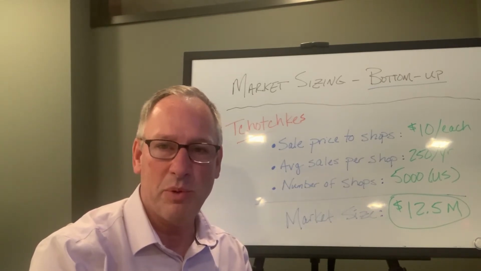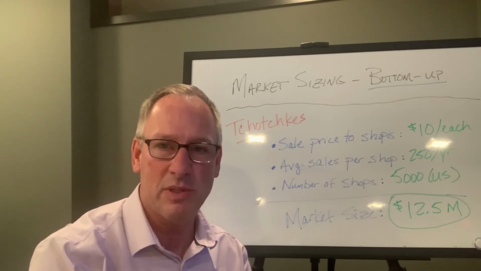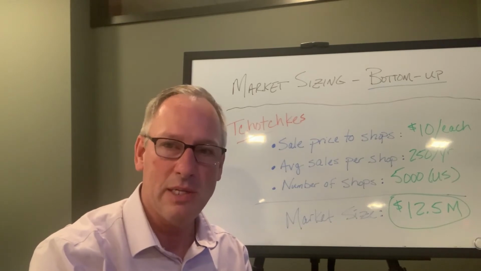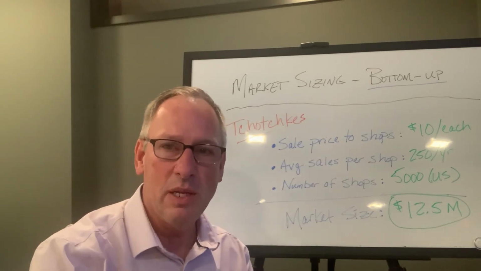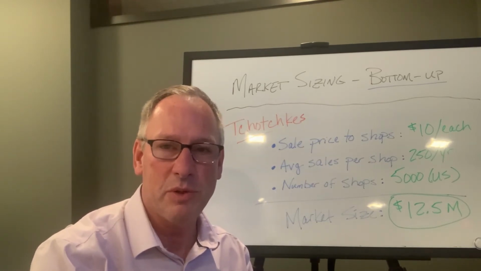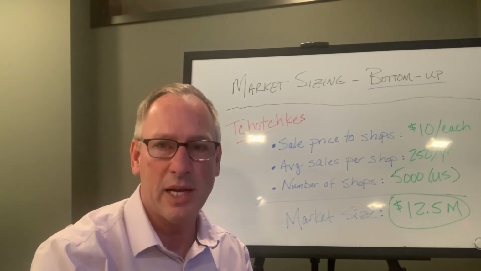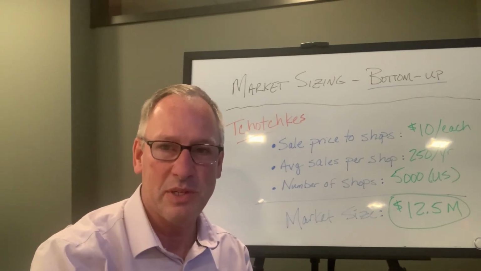So let's look at an example using the tchotchke pet figurine startup that I talked about in the top-down example. And let's assume that you've done some research and you've interviewed some potential customers, and in doing so, you've determined that you want to sell your tchotchkes to mom and pop knickknack shops at a price of $10 each. Let's also assume that you have learned from your interviews that those stores sell about 250 of such tchotchkes per year, and that there are about 5,000 of those types of shops in the United States.